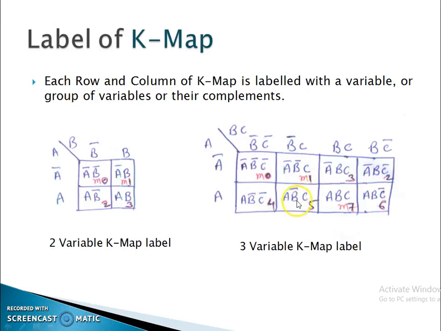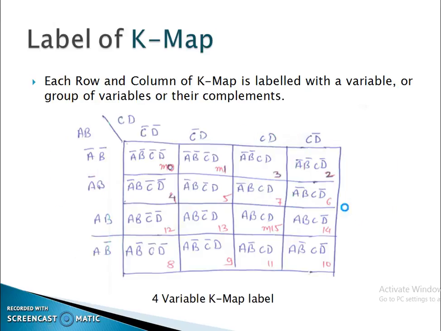Then M4, M5, M6 and here M7. The last term, ABC, will be here, it is M7. For a four variable K-map, when we are taking AB in rows and CD in columns, this first block will represent the M0 min term, that is A complement, B complement, C complement, D complement.